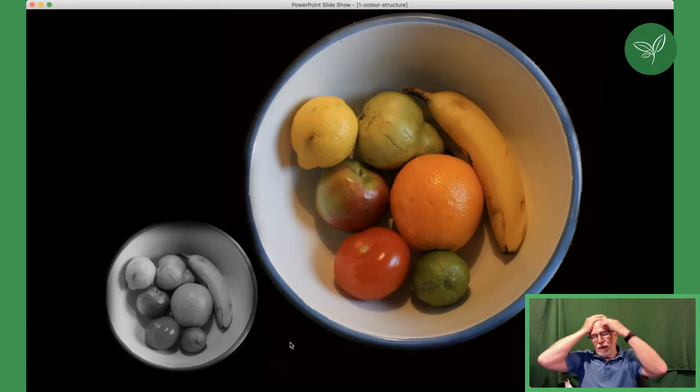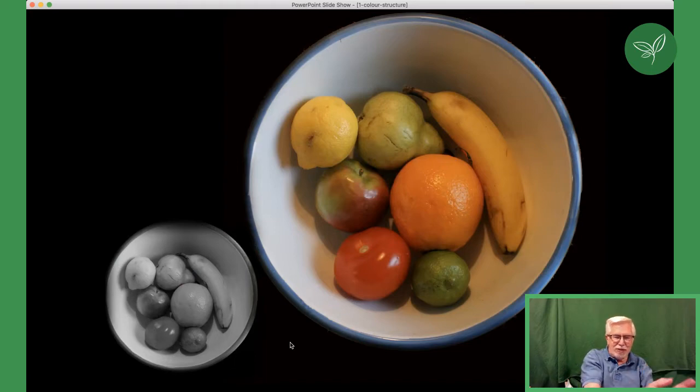So take a look at these two pictures. Why is color relevant to us with food? If you were to look at the lower picture, the black and white one, would you be able to tell what is ripe and what is not ripe? So a green banana, you don't want to eat. A green apple, mostly you don't want to eat.